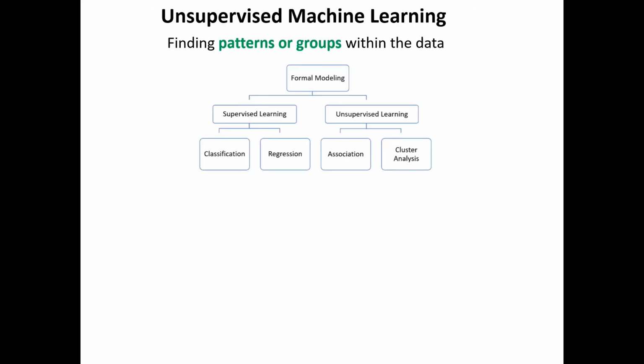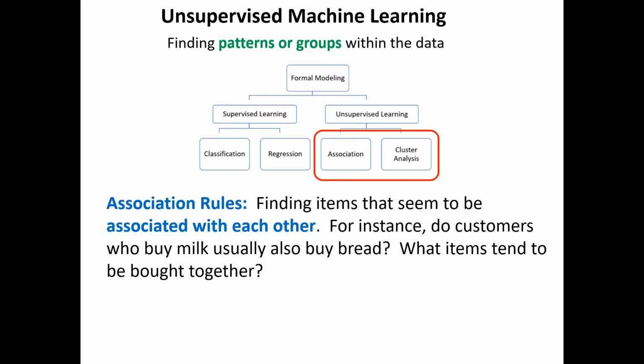Hello, it is now time to talk about cluster analysis. If you remember, unsupervised machine learning has to do with finding patterns or groups within the data. Here, looking at our diagram, you'll remember that under unsupervised learning, we are going to be talking about two different types, association and cluster analysis. We already talked about association rules, that was last time, and that had to do with finding items that seem to be associated with each other.